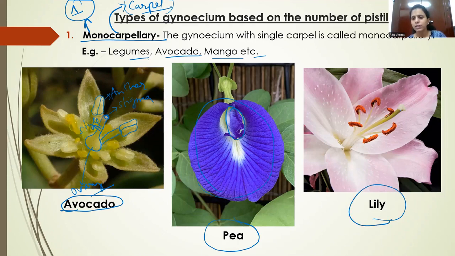And now this one is the flower of lily. You can check here in the center we have one single carpel. This one is the stigma, then this long one is the style, and the ovary is embedded inside the thalamus, in the lower part of the flower. So monocarpellary gynoecium means gynoecium which has only one carpel or one pistil.